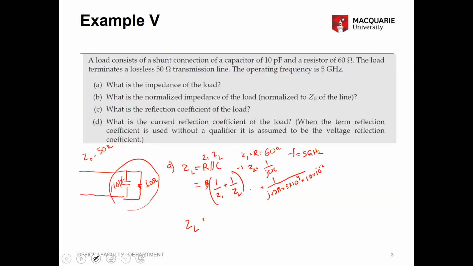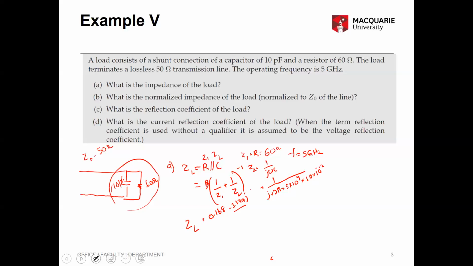So when you find the values, you get Z load around 0.168 minus 3.174j. So it's not just resistive, because it has an imaginary part to it. Now that's part A. So we have to do part B. What is the normalized impedance of the load?